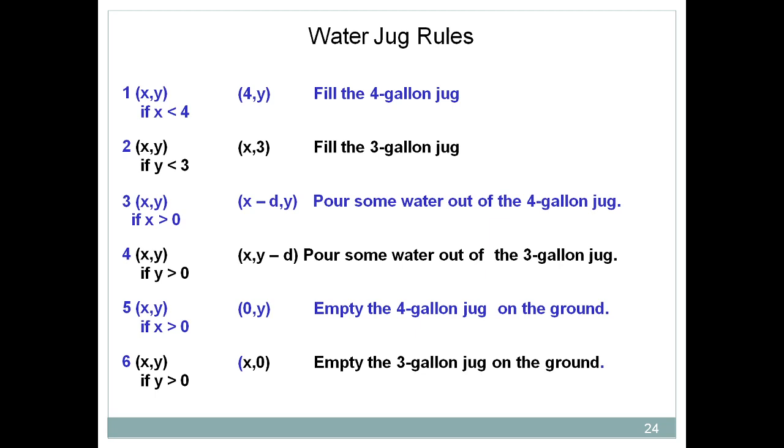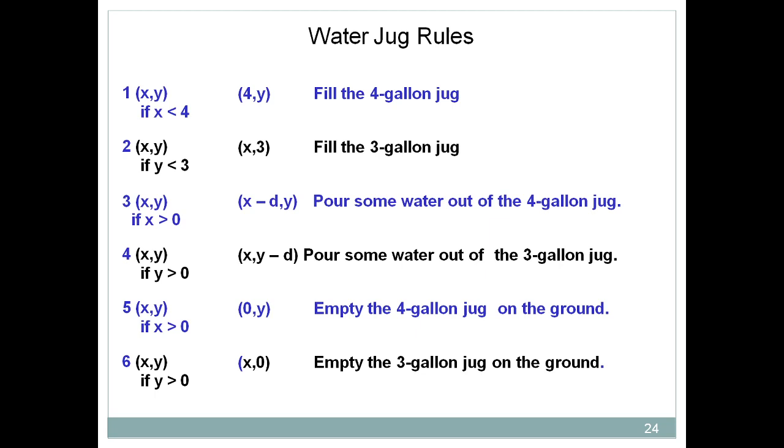The next possibility is that you will throw all the water from the 4-gallon jug, so again you will get another rule. You will throw all the water from the 3-gallon jug, again you will get another rule. Okay, these are the possibilities. These are the first two possibilities. After that, what is the other possibility?